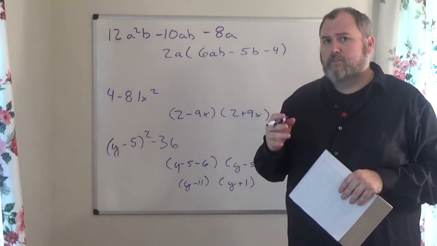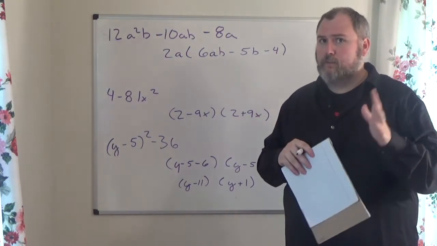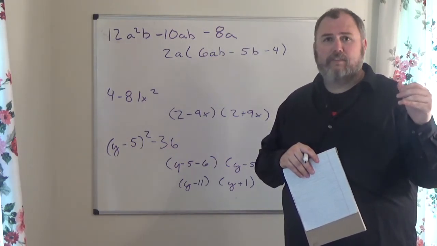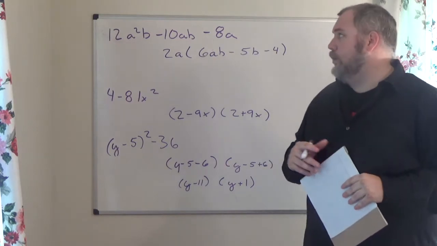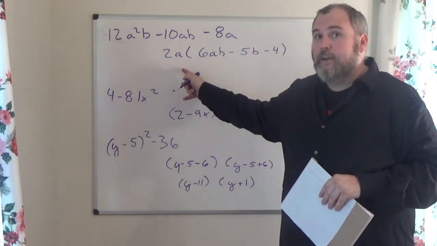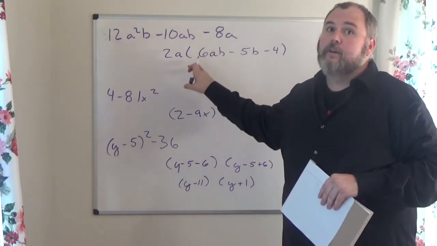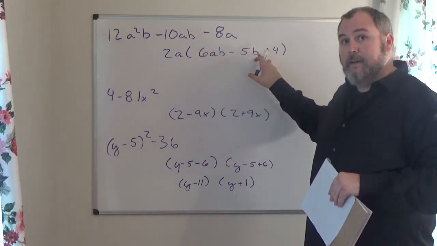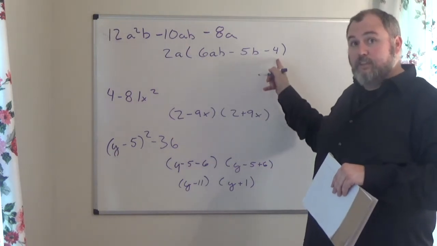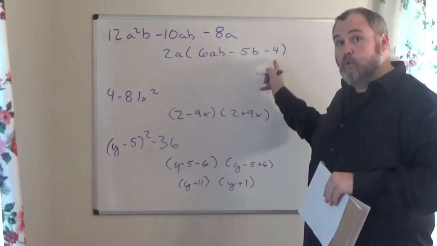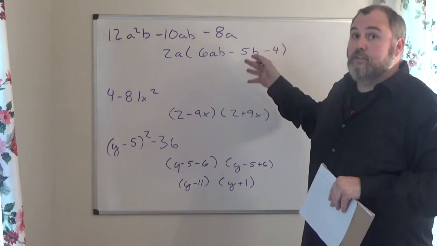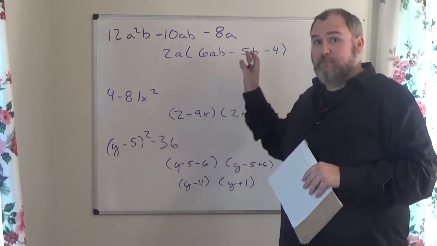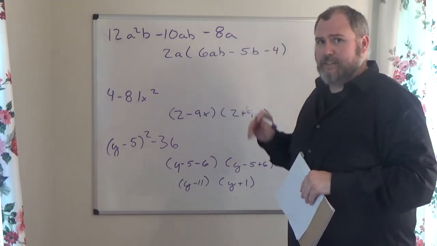In these problems, you were supposed to follow those same steps. First, factor out any greatest common factor that you can, and then see if there's any special products. So, in the very first one, you could factor out 2a. That's as high as you can go. You end up getting 2a times 6ab minus 5b minus 4. You ask yourself, does this follow any of my special product rules? No, it doesn't. So, this is as far as you can take this particular one.